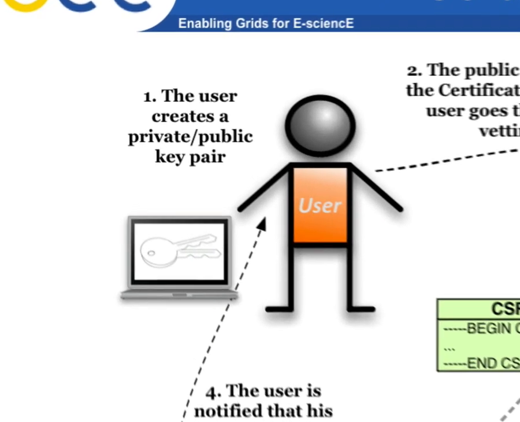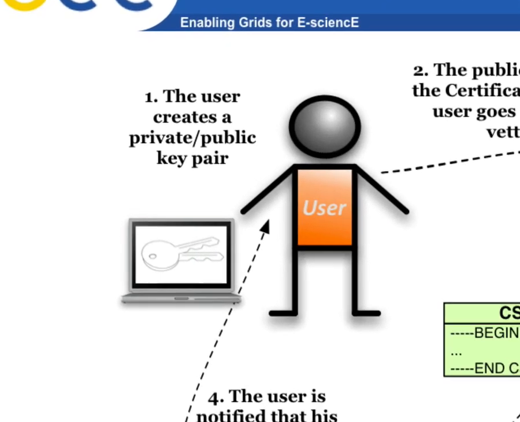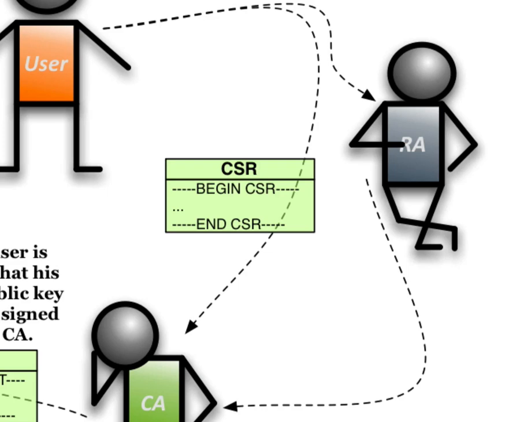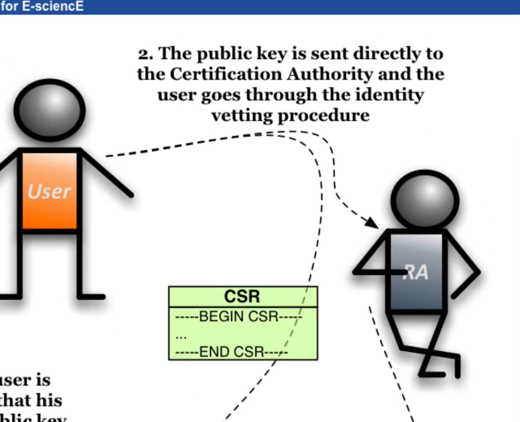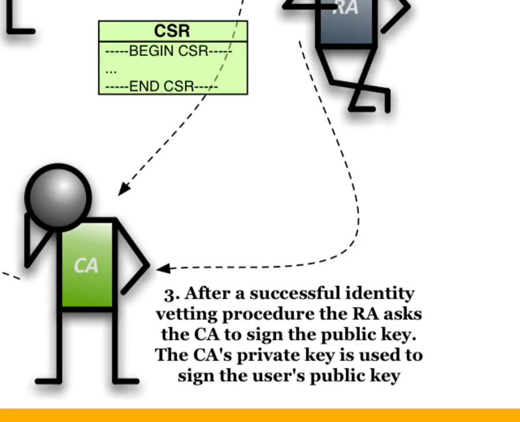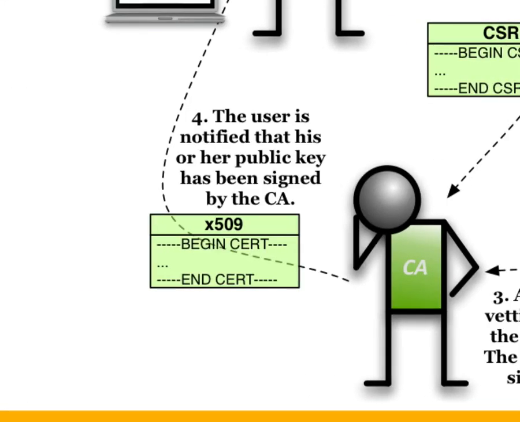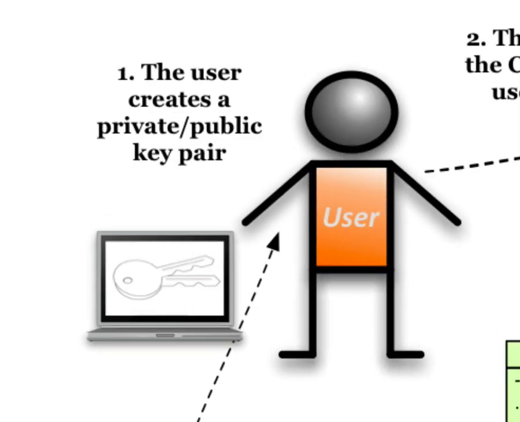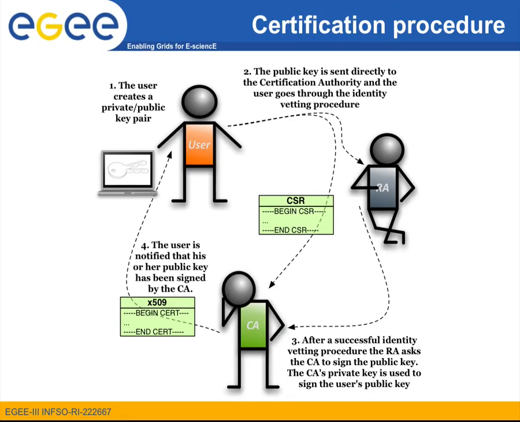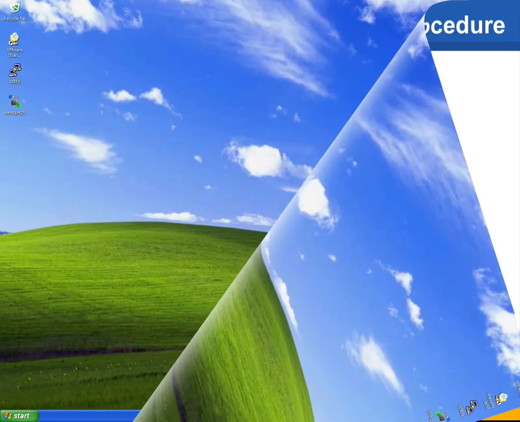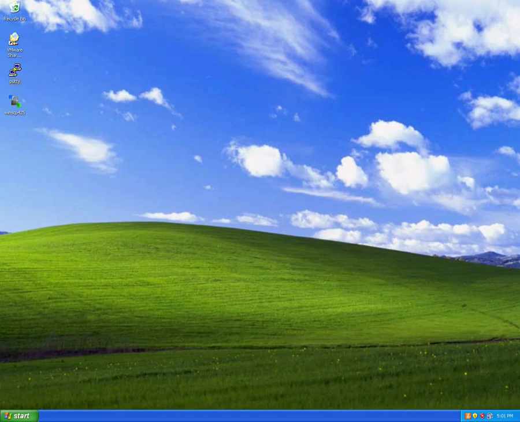Initially, the user creates a public and private key pair. He then sends his public key to the certification authority and goes through an identity vetting procedure with the registration authority. Once this procedure has successfully finished, the public key of the user is signed with the private key of the certification authority, and thus a public certificate is produced. In the end, the user is left with the private key and the public certificate. These two files should reside with appropriate file names and privileges under the user's home account on the user interface.